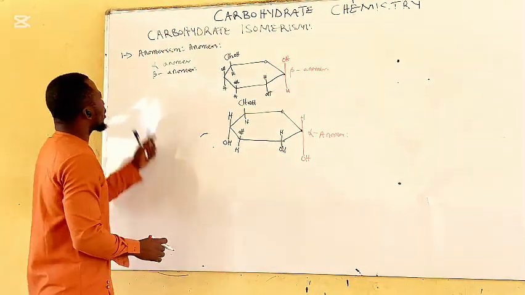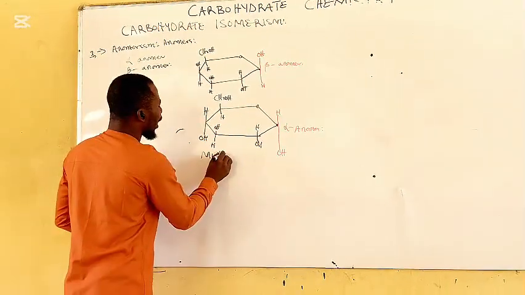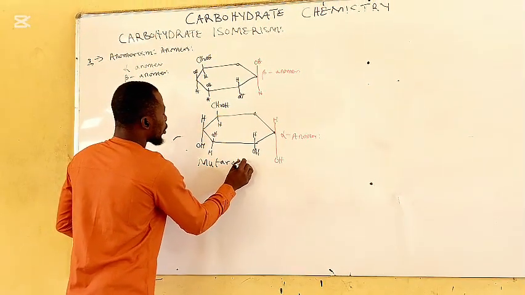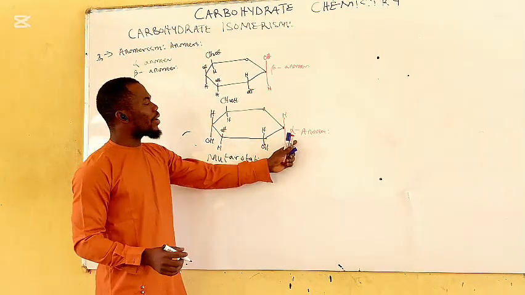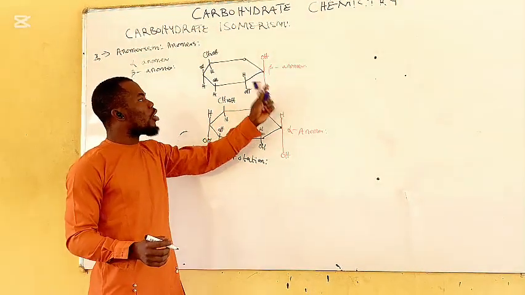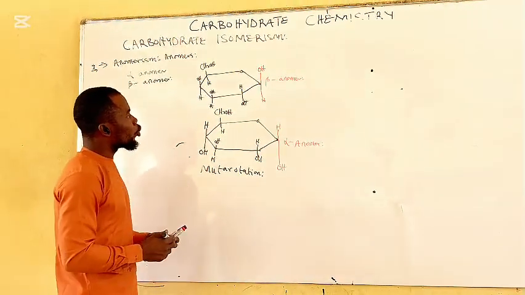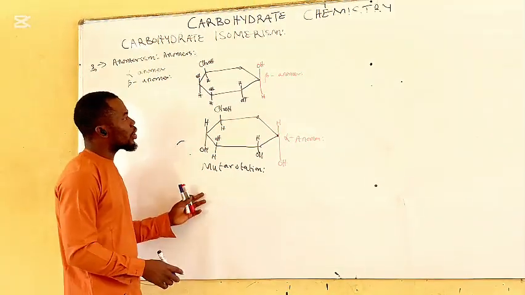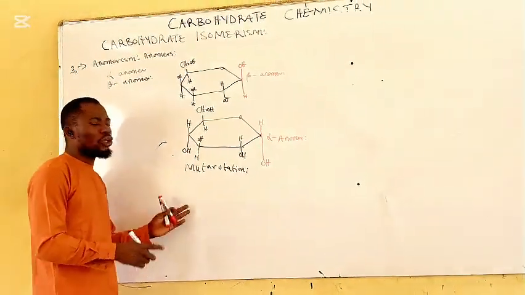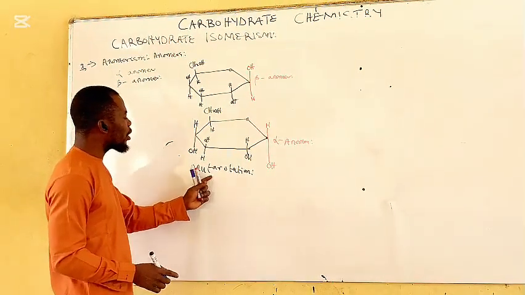So this is about anomerism. We should also know that there is what we call mutarotation. Mutarotation is the interconversion of alpha anomer to beta anomer, or from beta anomer to alpha anomer. For example, alpha glucose can be converted to beta glucose. Likewise, beta glucose can be converted to alpha glucose. Their interconversion is called mutarotation.